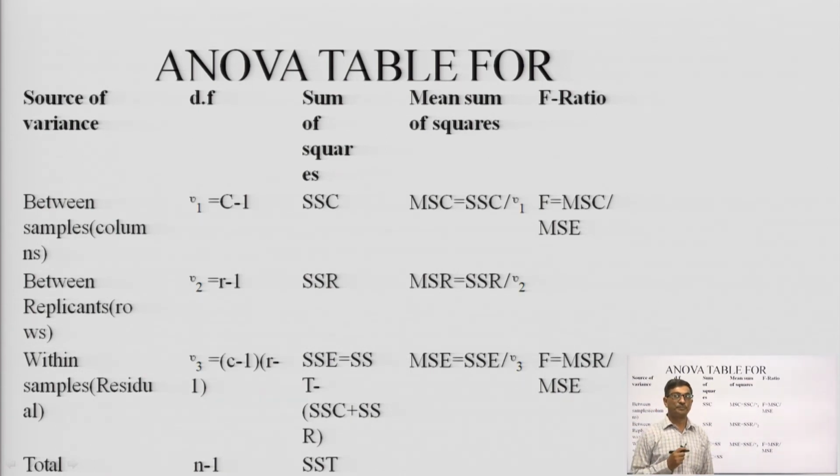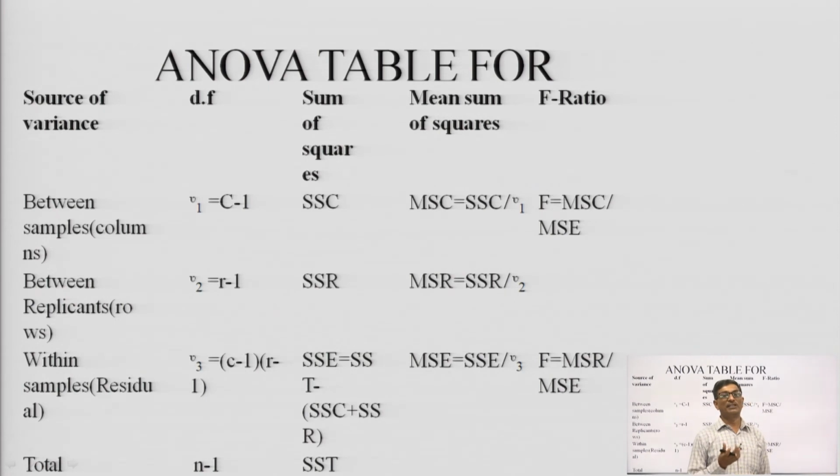Next is the source of variation between replications or rows. For this the degrees of freedom is V2, R minus 1, the sum of squares is SSR, and next is the mean sum of squares between rows, equal to SSR divided by the degrees of freedom. And third is the residual, that means the source of variation within the samples.